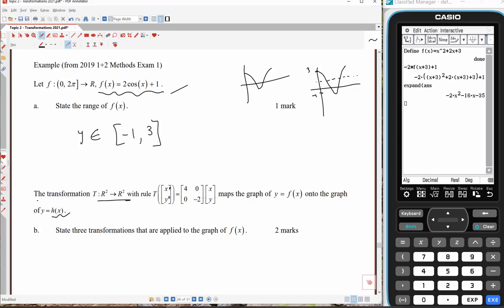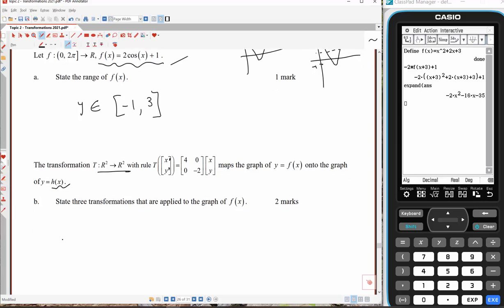Okay, so first of all, we need to state the 3 transformations. So let's multiply this matrix out. x dash is equal to 4x and y dash is equal to -2y. Right, let's see if we can look at the transformation. x comma y maps to x dash, y dash, going up the top. This is going to be -2y. This is going to be 4x.